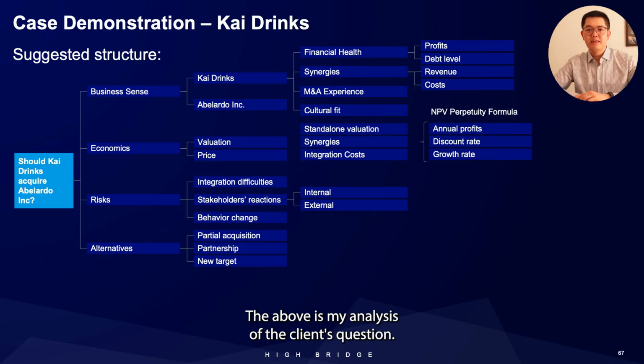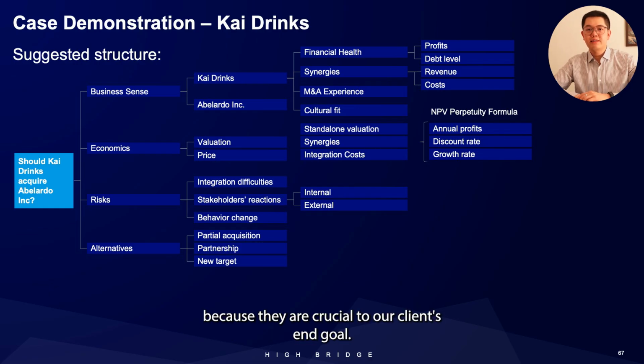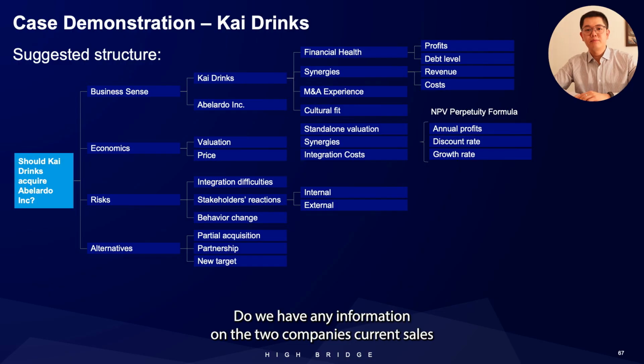The above is my analysis of the client's question. For the next step, I want to start assessing the business sense of this decision. I will first examine the synergies between the two companies because they are crucial to our client's end goal. Do we have any information on the two companies' current sales channels, revenue streams, and cost structures?